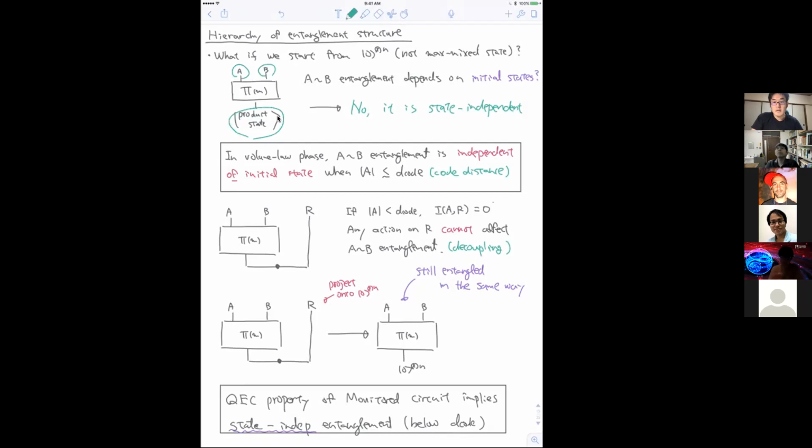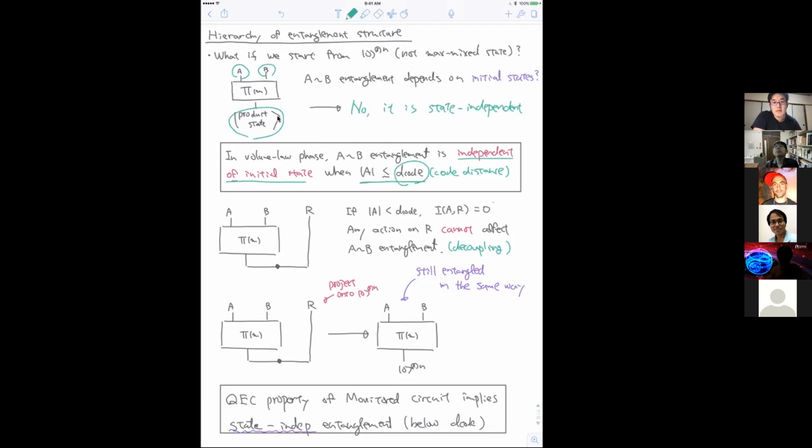Namely, if you switch to other product states, 000 or 0110 or something, then you might think that the way A and B are entangled may change. But it turns out that this entanglement arising in monitored circuits is largely independent of the initial state, especially if they are already in a volume law phase. Namely, my claim is that in the volume law phase, A and B entanglement is independent of the initial state when A is smaller than a certain length scale, which is essentially the code distance of the dynamically generated quantum error correcting code. Now, the argument is quite simple.